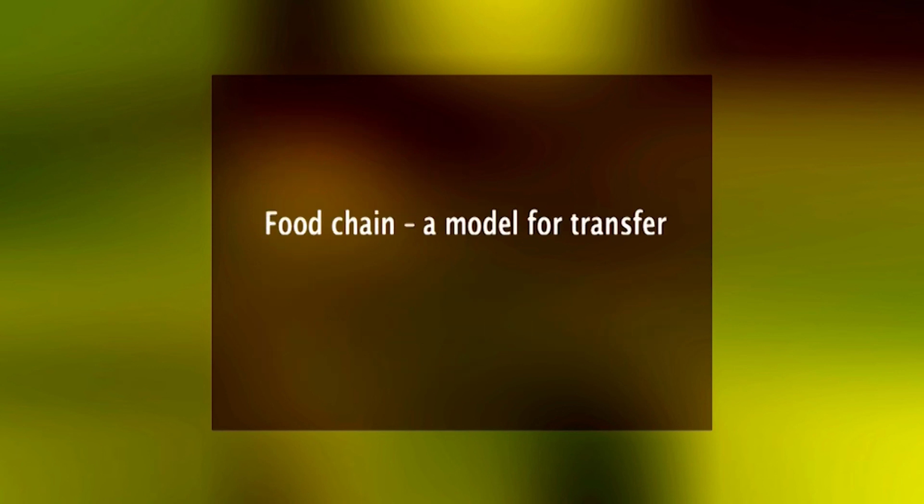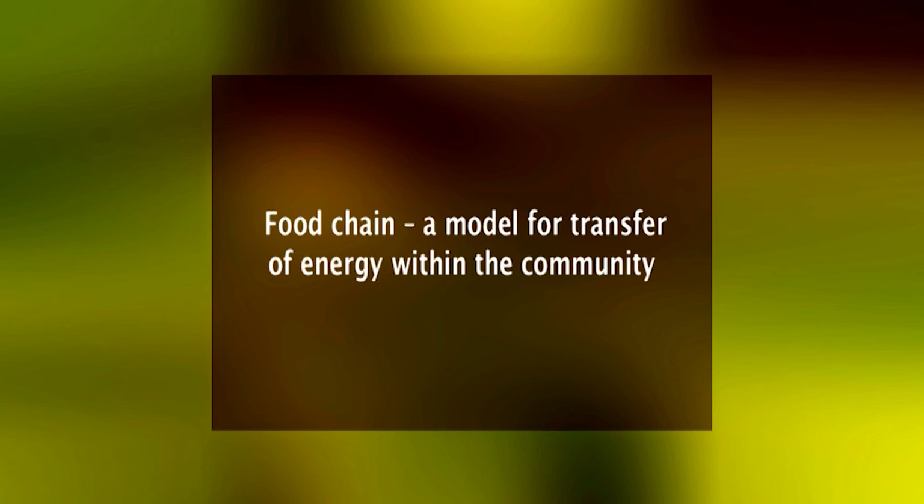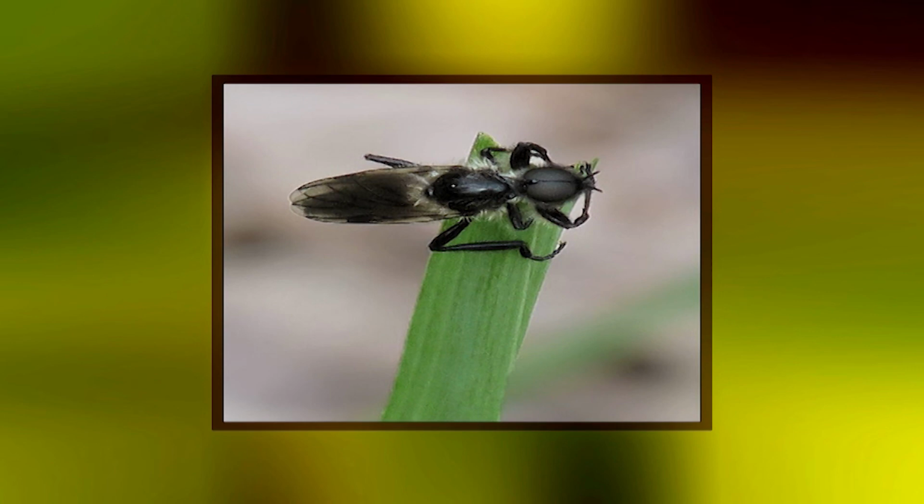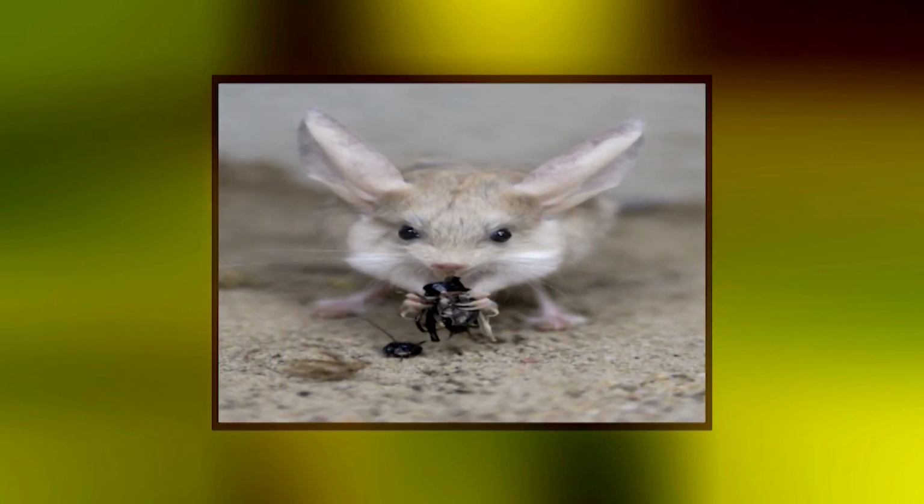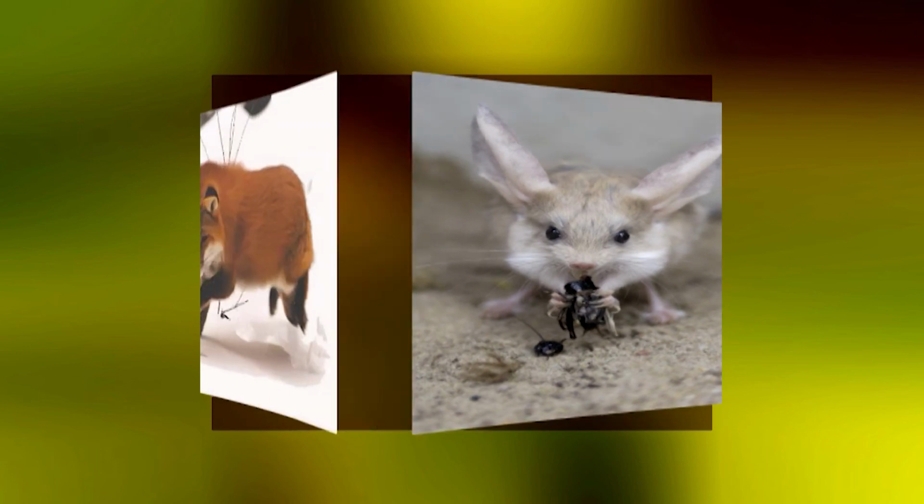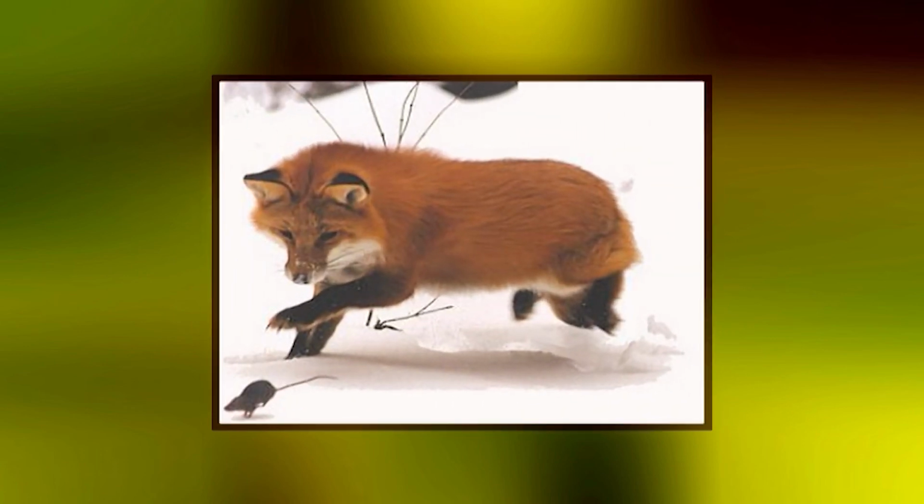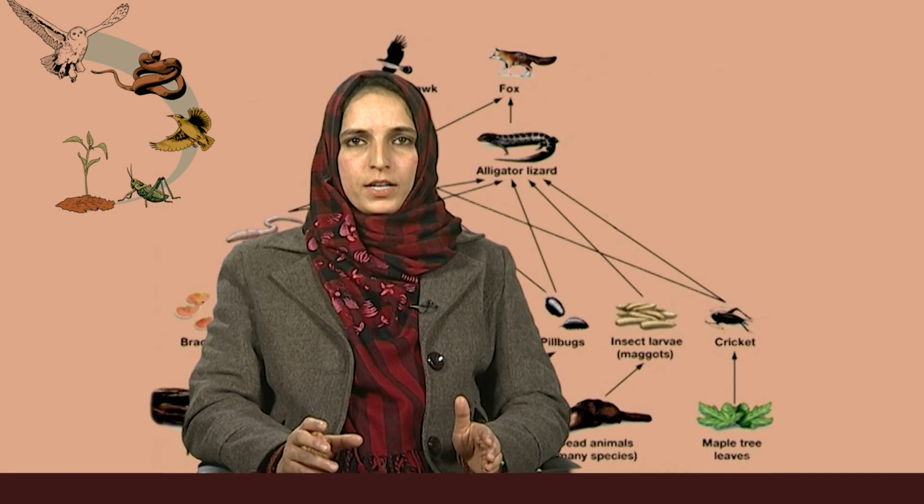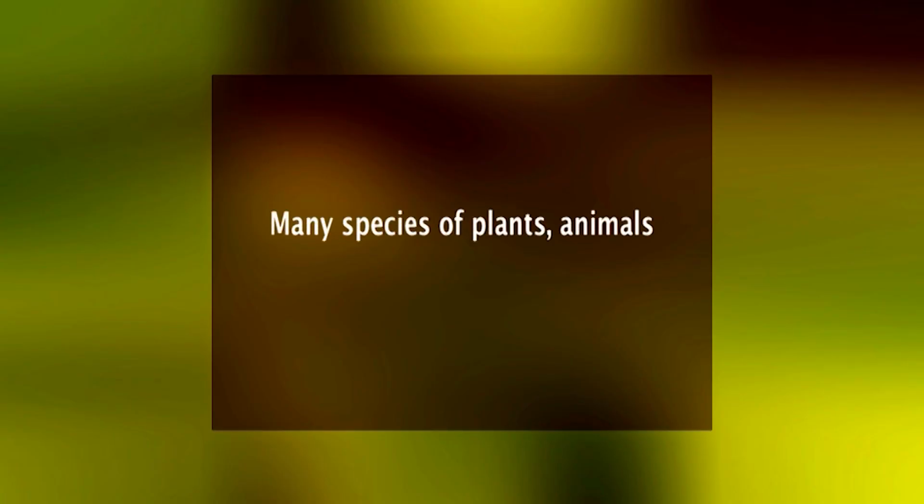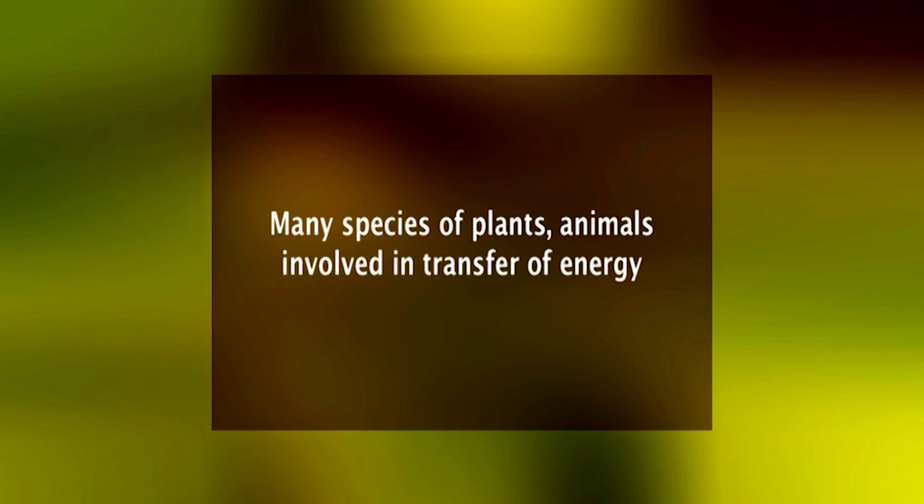A food chain is a model for this process which assumes that transfer of energy within the community is relatively simple. A food chain in a grassland ecosystem, for example, might be insects eat grass, mice eat insects, and foxes eat mice. But such an outline is not exactly accurate, and many more species of plants and animals are actually involved in the transfer of energy.